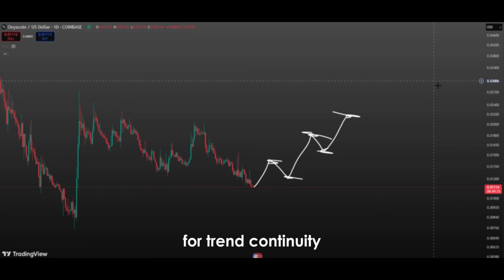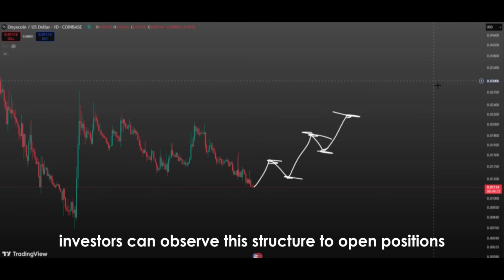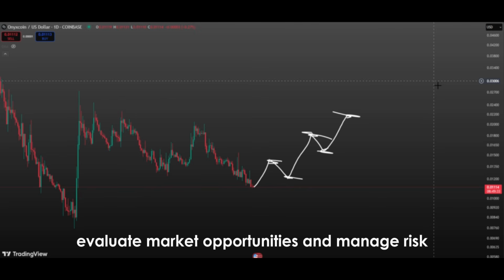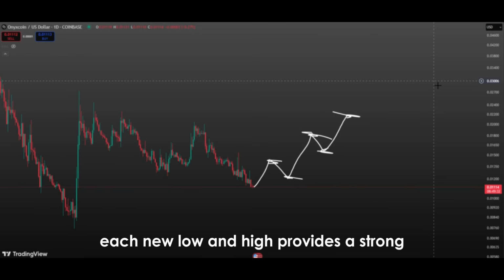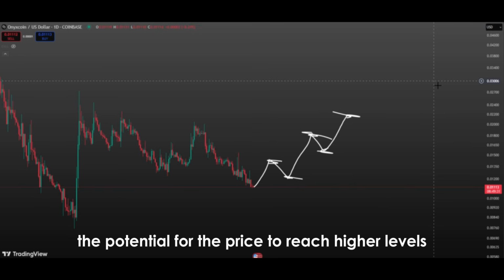For trend continuity, the higher low and higher high structure increases the reliability of upward price movement. Investors can observe this structure to open positions, evaluate market opportunities, and manage risk. Each new low and high provides a strong signal that the trend will continue and indicates the potential for the price to reach higher levels.